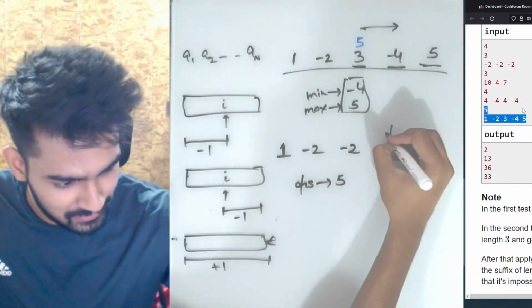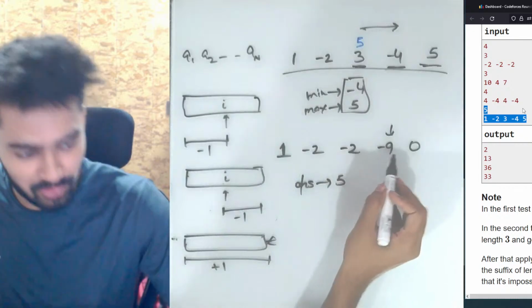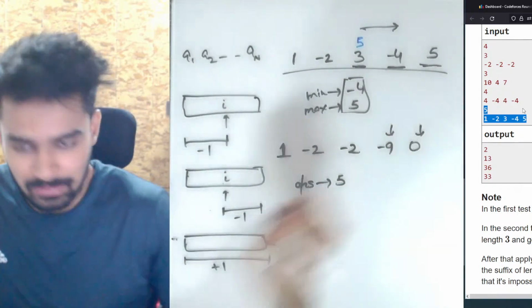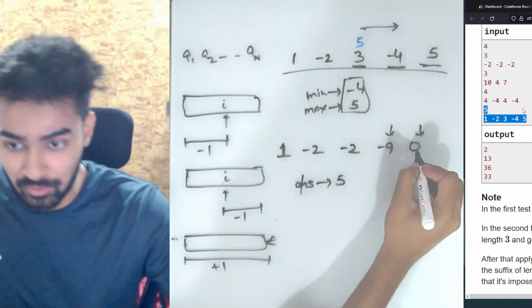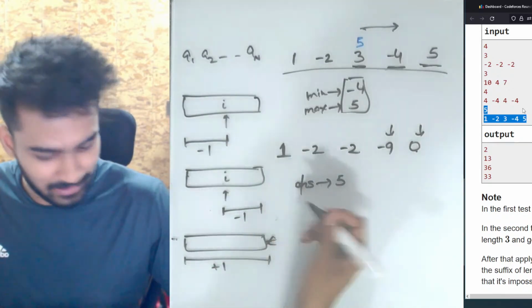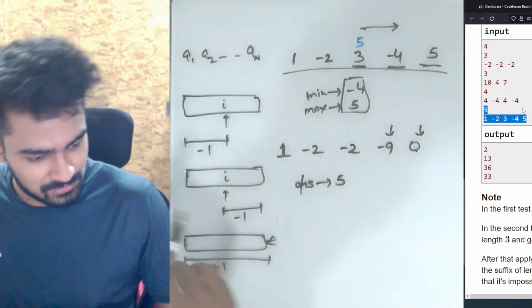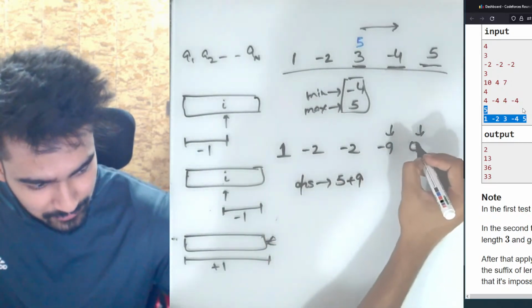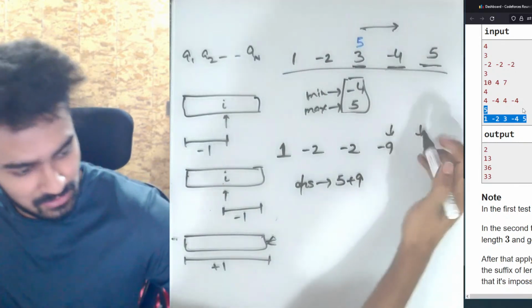Now if you come to -9, you will see that -9 is already lesser than -2, so do nothing. Then come to this 0. You see that this 0 is actually greater than -9, so do 9 more operations on only this 0. So this becomes -9.